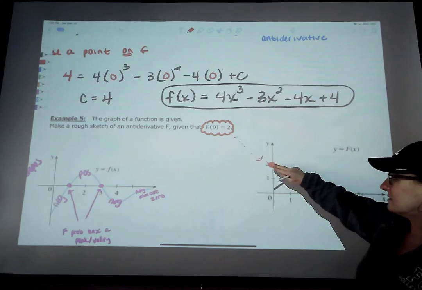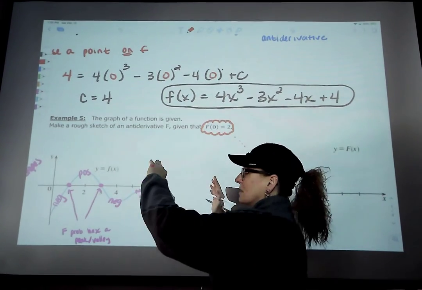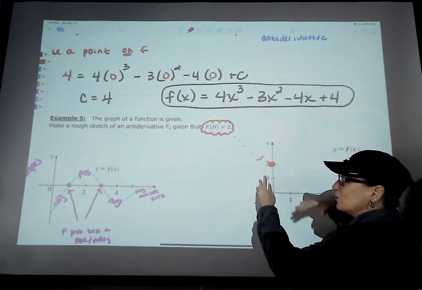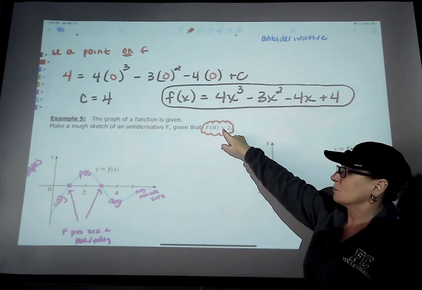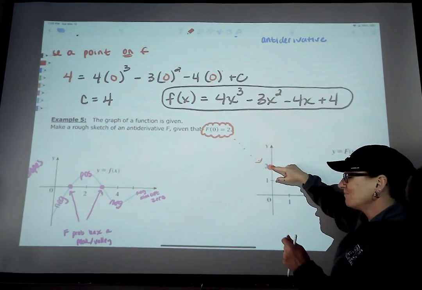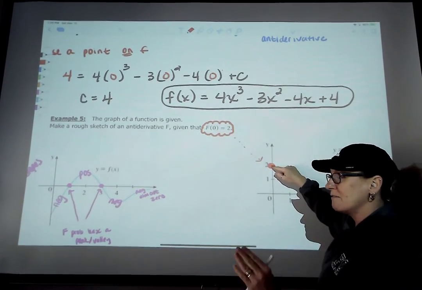All right, this tells us exactly where to start. Otherwise, I can do the whole decreasing, minimum, increasing, peak. I can do that, but I would have no idea where to start. How high or how low would it be? We wouldn't know, except we do now because now we have a starting point. So starting here. Now this is the only point we know. So this is the only specific that we're going to know.